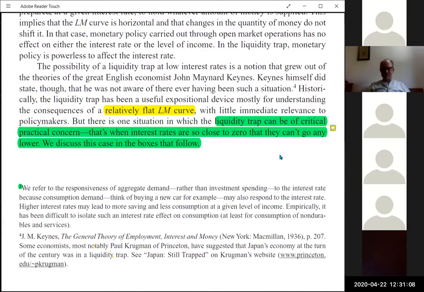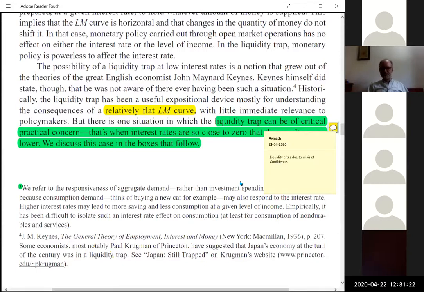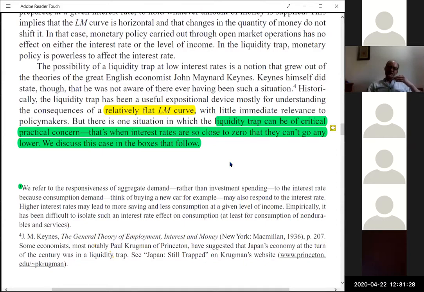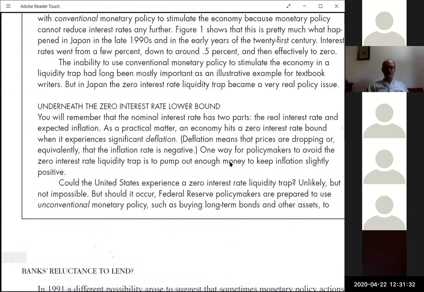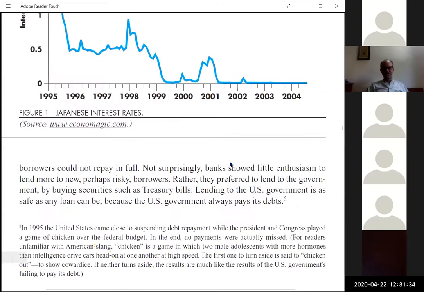So this is the classic situation of the liquidity trap. So to say that a liquidity trap can be of critical practical concern only in one situation, that interest rates are close to zero, is, to put it very sympathetically, misleading. Because you have various instances when this crisis of confidence has actually led to a situation of liquidity trap.